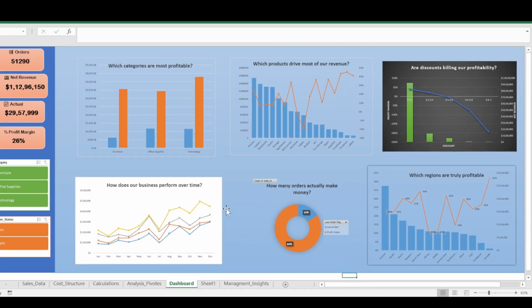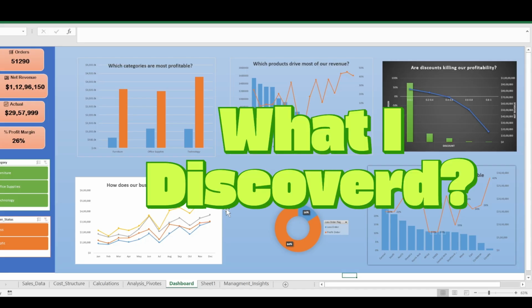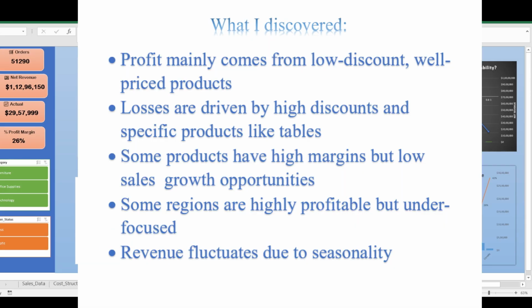Okay, so the next step is what we discovered in this dashboard. I discovered that profit margin comes from low discount and well-priced products. Losses are driven by high discounts and specific products like tables. Some products have high margin but low sales, which is a growth opportunity. Some regions are highly profitable but under-focused. Revenue fluctuates due to seasonality.